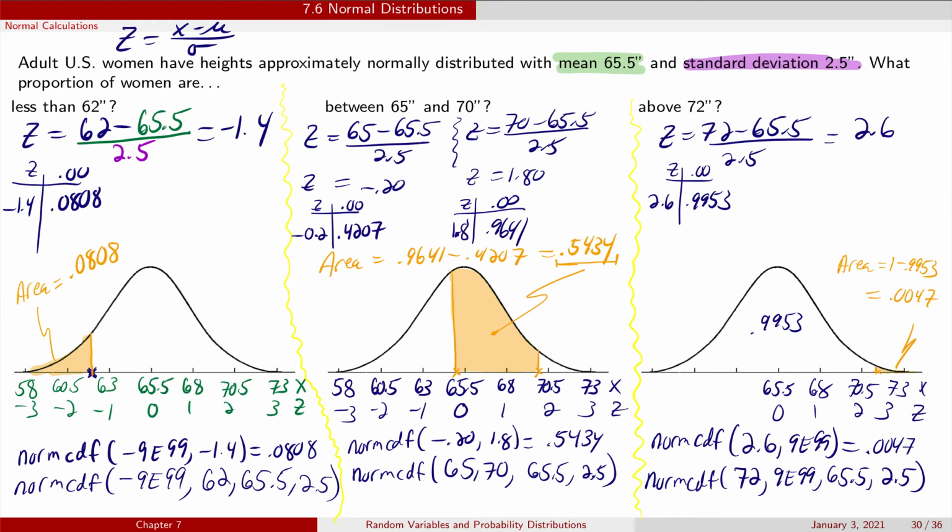Final calculations leave the world of z-scores and move into more realistic situations. Lots of things are distributed normally, and so this is used in quite a lot of industries. The example we're going to look at is adult U.S.